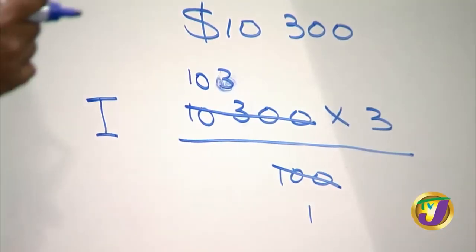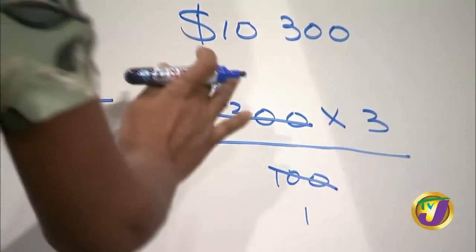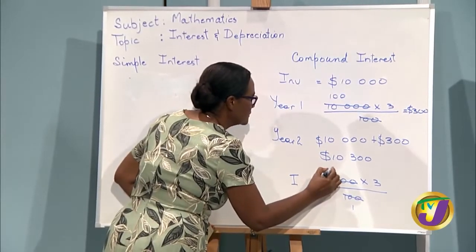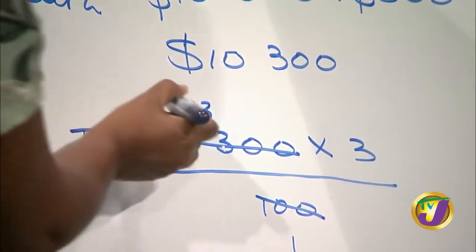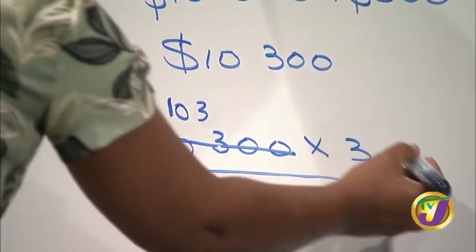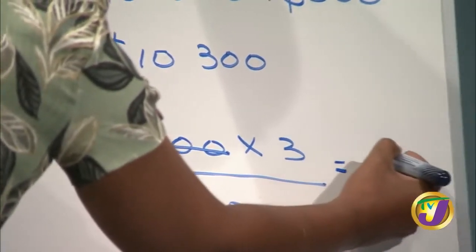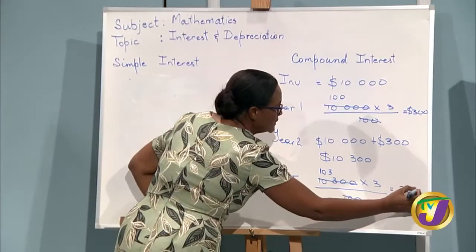So the numerator is now, let me clean that up a bit. The numerator would be 103 multiplied by 3, which would be 309.